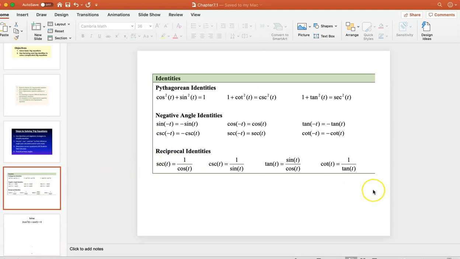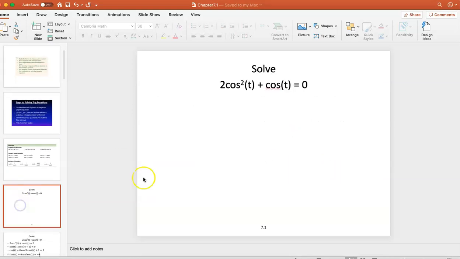Okay, the next slide here is the basic identities that you might need in this section. You may want to copy this and run it off or whatever. These are your Pythagorean identities: cosine squared plus sine squared equals 1, or sine squared plus cosine squared equals 1. Your negative identities: sine and cosecant change to negative, cosine and secant positive, tangent and cotangent to negative. Your reciprocal and quotient identities, so keep those in mind as you go through.